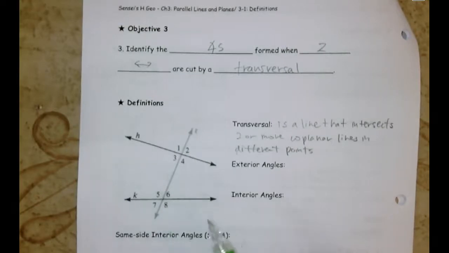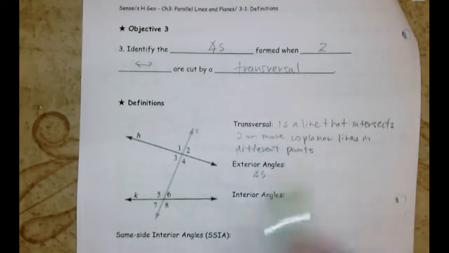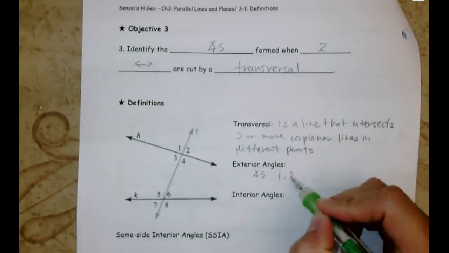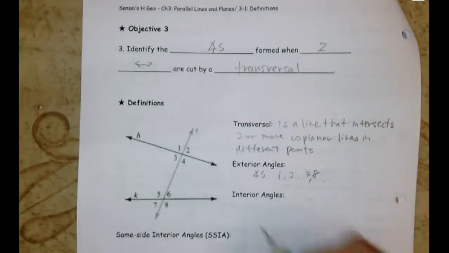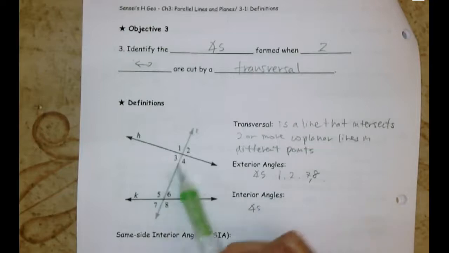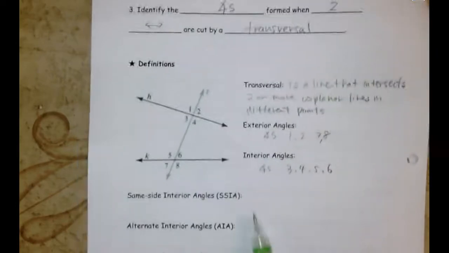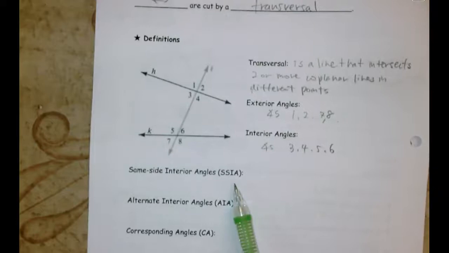Okay, so here are the special names. The exterior angles are angles 1, 2, and 7, 8. You see those are outside and these are inside. So these are 1, 2, 7, and 8. Okay, and interior angles are 3, 4, and 5, 6. Okay, and also these are more important. Okay, these will come up a lot in this section.